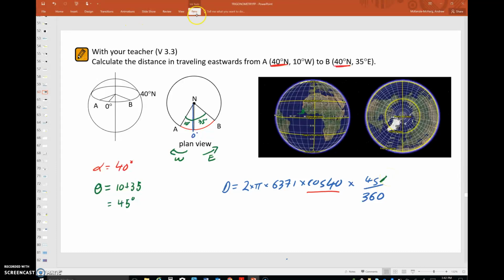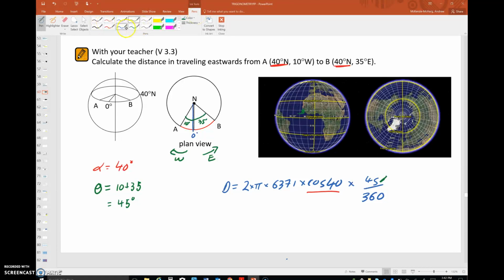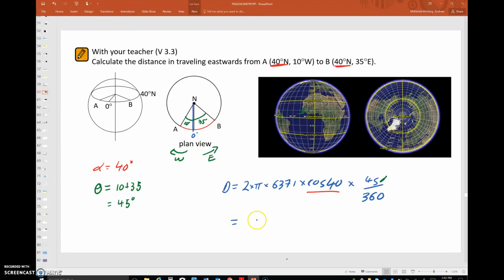So when we put that into the calculator, and you might want to pause and practice this and see if you get the same answer as me, then I'll put it down. So the answer is 3833.1 kilometres.